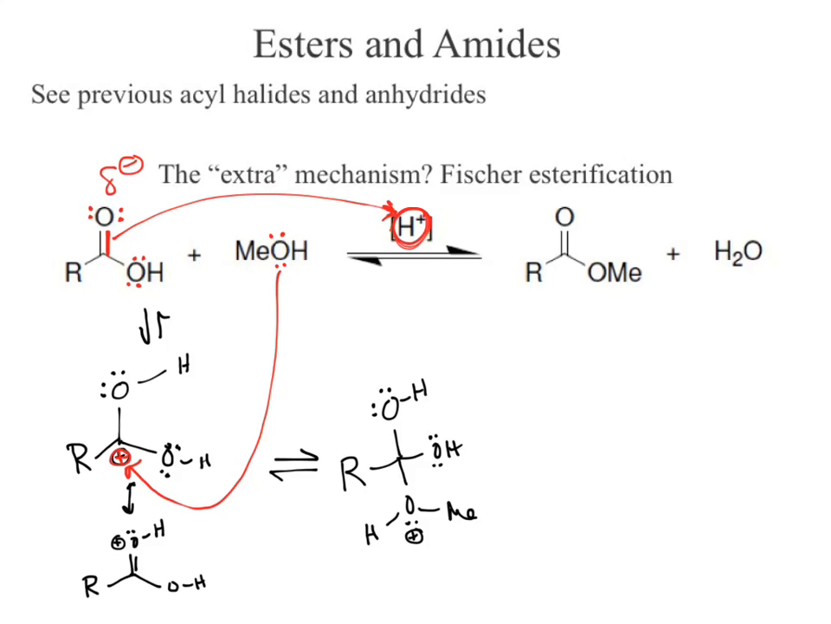Is this product stable? What did we end up generating? A very positive oxygen. Does oxygen want to be positively charged? No. So what can it do? Why not just supply another methanol? Have another methanol come in and share electrons with that oxygen.